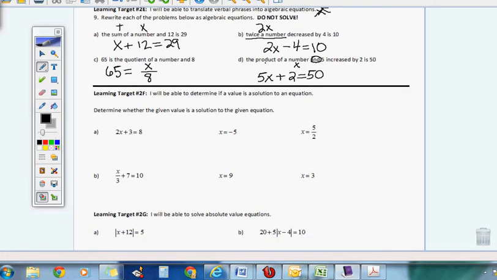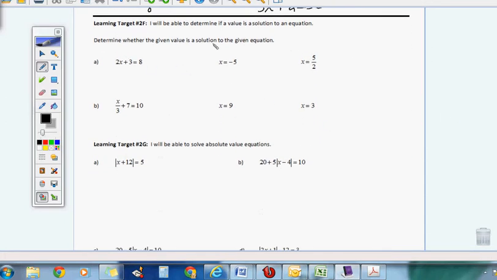All right, these ones here, just to make sure you completely understand this, you just literally take this value and plug it in and see if it works out. So when I do this, I have 2 times negative 5, and I'm going to add 3, and I'm just going to see if that comes out to 8. That's negative 10 plus 3, and that's supposed to come out to 8. Well, guess what? Negative 7 is not equal to 8. This is not true. So the problem is saying, determine whether the given value is a solution. You could just say no. It's not a solution to this one.